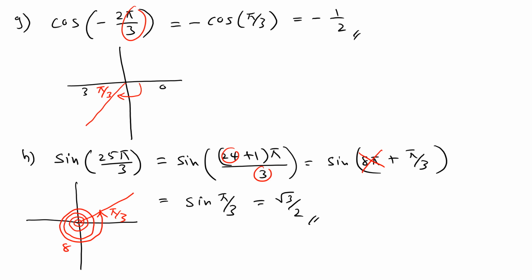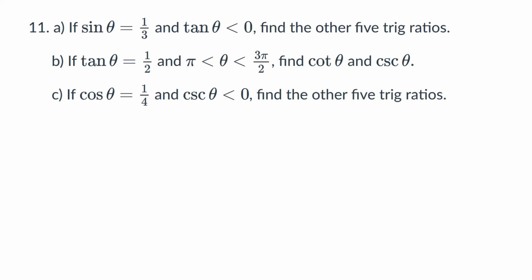So let's go to the next one. This is again a very typical problem. What we normally do is you're going to get one ratio and some other condition. Either it might say something like that, or they might give you where the angle lies, in what quadrant the angle lies. So these are the kind of questions. You're going to get one trig ratio and a condition for the angle. So let's look at the first one.